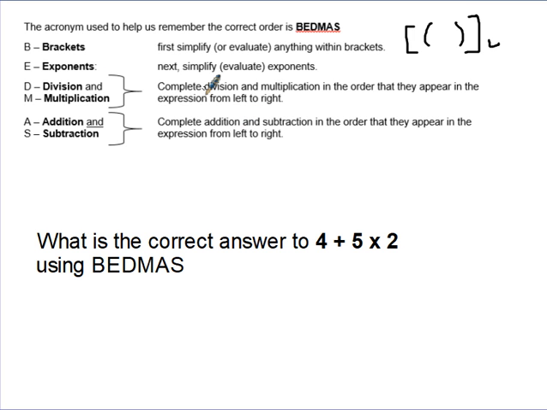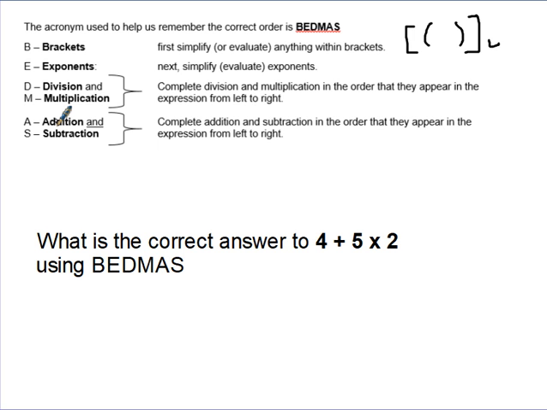Exponents. Exponents are the little numbers, right? Remember exponents. Simplify or evaluate the exponents. Now, D and M stand for division and multiplication, and they are opposite operations, and they come from the same family. We complete division and multiplication in the order that they appear in the expression from left to right. So if the expression is something like 5 times 4 divided by 2, we're going to first do 5 times 4, okay? Because BEDMAS is telling us work from left to right.